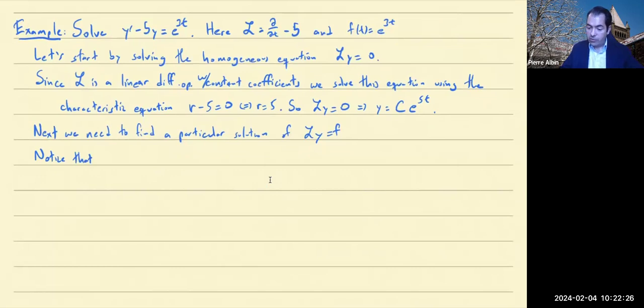Notice that, okay, so now we stare at F and we want to find a differential operator that annihilates F, so that sends it to zero. So notice that if you take one derivative of F, you get 3 times e to the 3t, which is the same as 3 times F. So if we had L tilde equal to take a derivative minus multiply by 3, then L tilde of F is equal to 0.